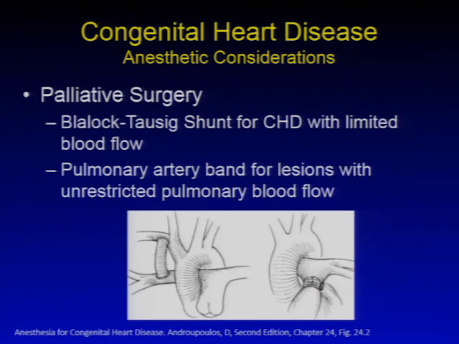The children, on the other hand, that have unrestricted pulmonary blood flow, either due to shunting or a large PDA, may require a band placed on their main pulmonary artery, or on the branch pulmonary arteries, to mechanically restrict pulmonary blood flow. And that's to avoid pulmonary overcirculation in certain children. And that's shown here on the right side of the figure.